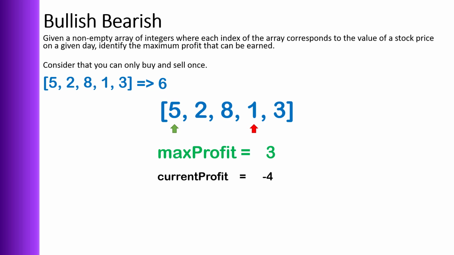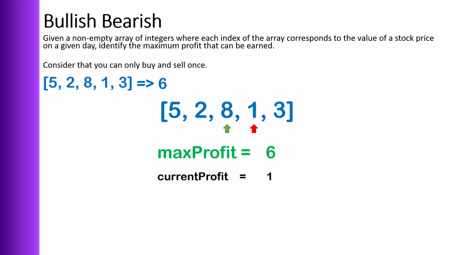And then we go to the next one, negative 4. And then to the last one, which is 3. Now that we have reached the end of the array, we will increment the slow cursor. So we can start at index 2. And then when we subtract, 8 minus 2, we get the current profit equal to 6. Is current profit greater than the max profit? Yes, so we change the max profit to 6. And then move the fast cursor again, and then move it again.